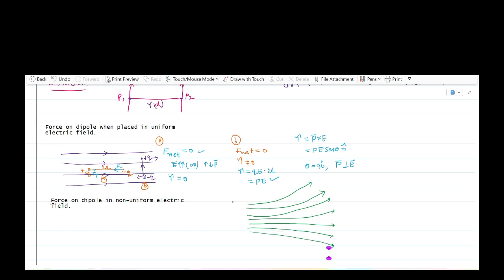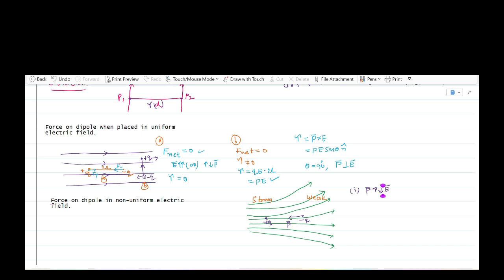Let's consider a dipole in this field, with plus q and minus q. It is in the opposite orientation: the dipole moment is anti-parallel to the field, unlike case 1. If you see here, the field is strong on this side and weak on the other side. So this side the field is stronger.